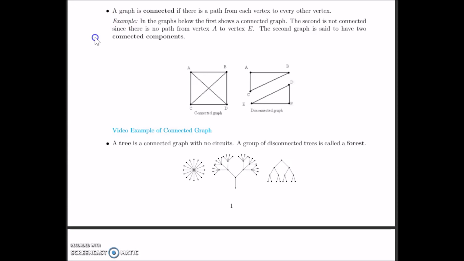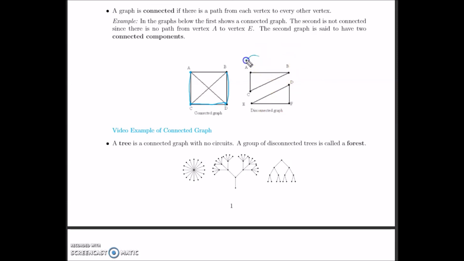A graph is connected if there is a path from each vertex to every other vertex. So, for example, here, if I start at the vertex A, then I can draw a path that goes to every other vertex. So this is called a connected graph. But this one here on the right, okay?